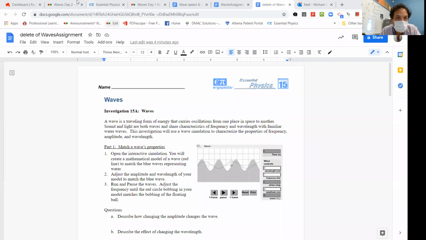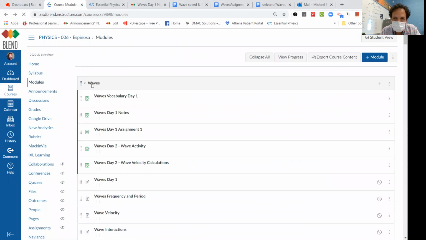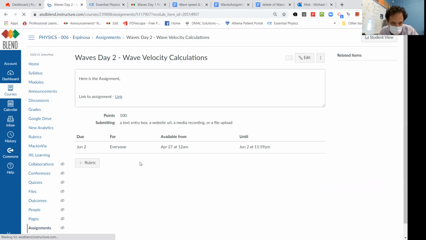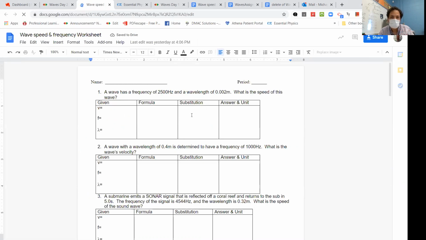All right, everybody, let's do some wave velocity equation calculations. So here is wave velocity calculations. Link to the assignment. All right, so whenever they ask for speed or velocity, we're going to use this equation.